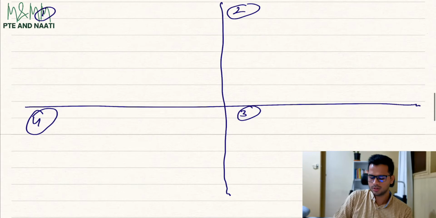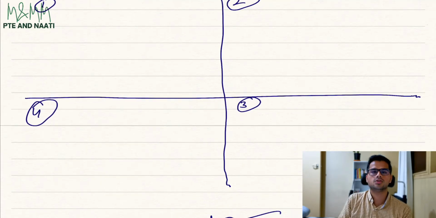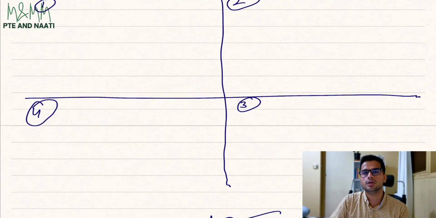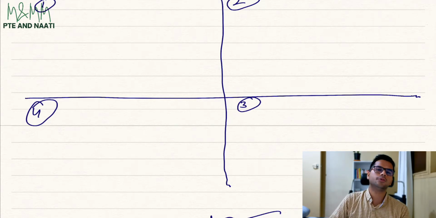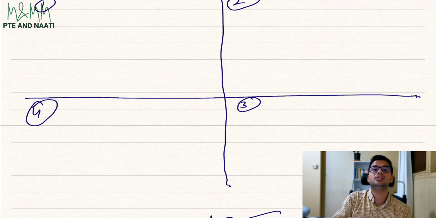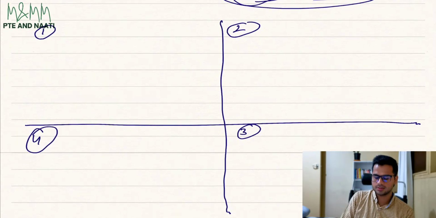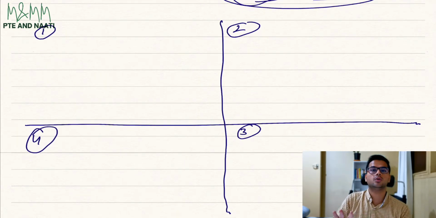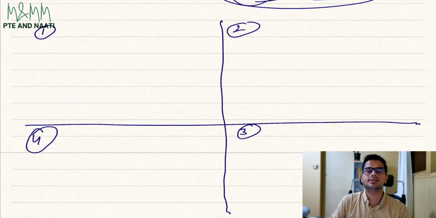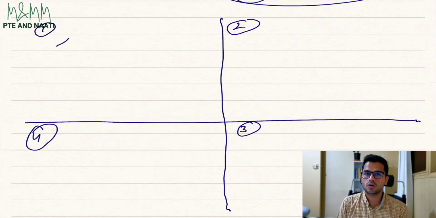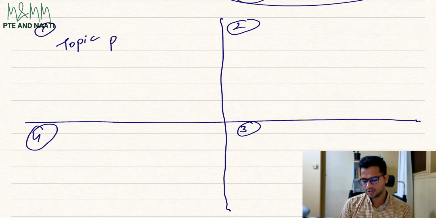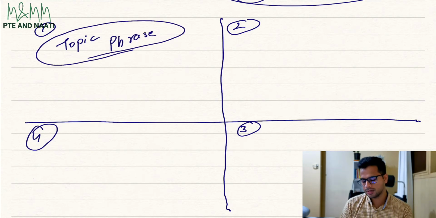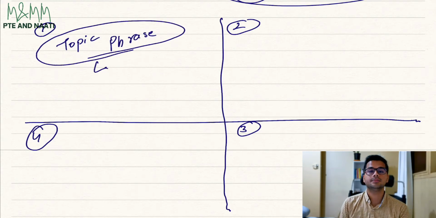So prefer keeping your notes organized so that when it comes to speaking out your answer, it becomes easier for you to see that, okay, this is how many phrases I need to speak in each of my sentence. Since we have 4 quadrants, that means we are going to speak 4 sentences in the exam. In the first quadrant, I will only and only speak one phrase, or you can say a topic phrase.